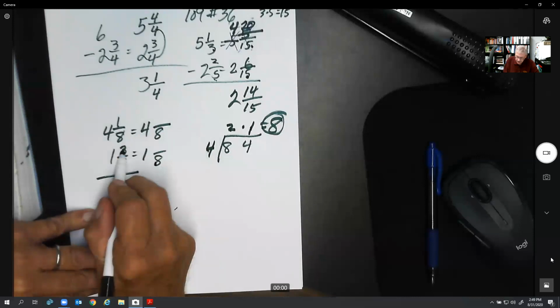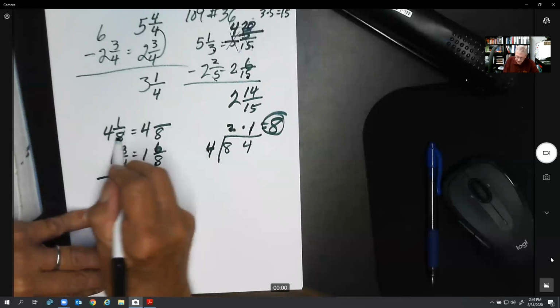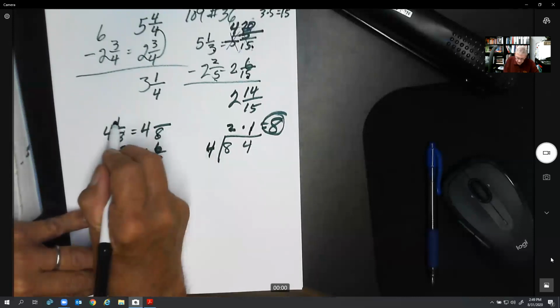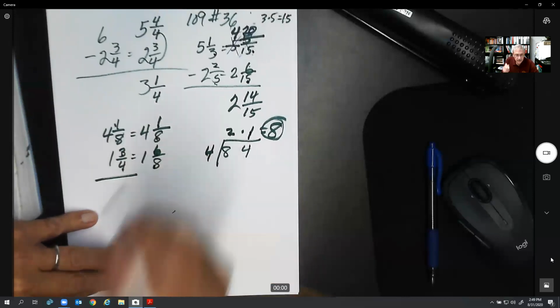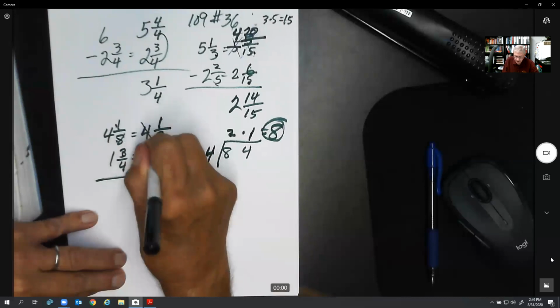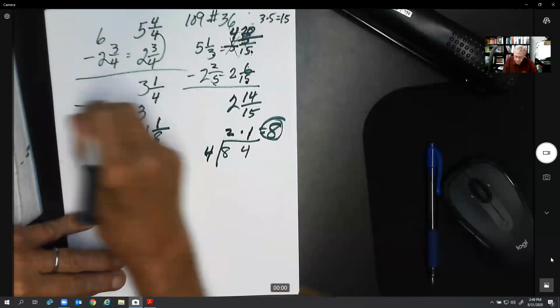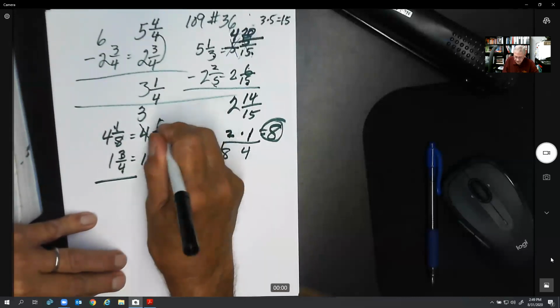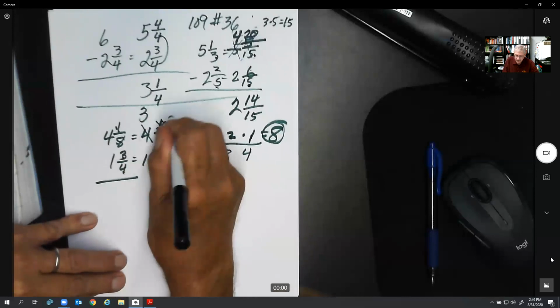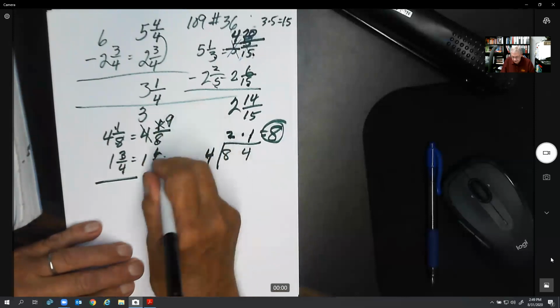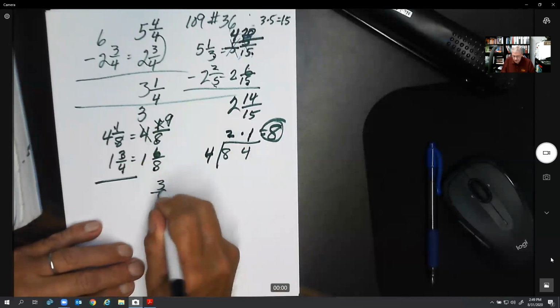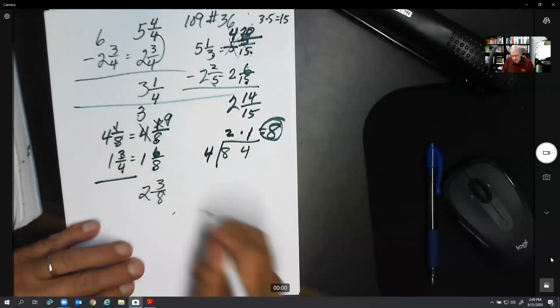2 times 3 is 6. 8 and 8 is 1. 1 times 1 is 1. Can't subtract 6 from 1. Little magic. 3. And now add these together. 1 and 8 makes 9. 9 take away 6 is 3/8. 1 from 3 is 2.